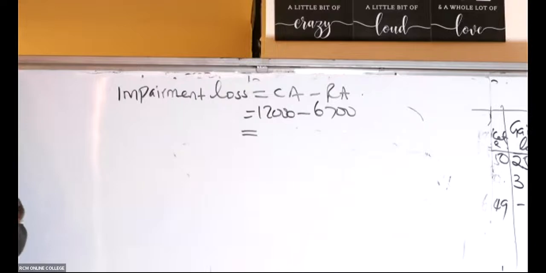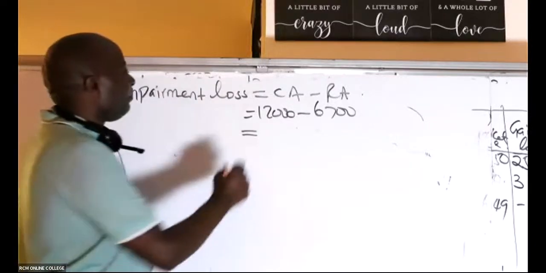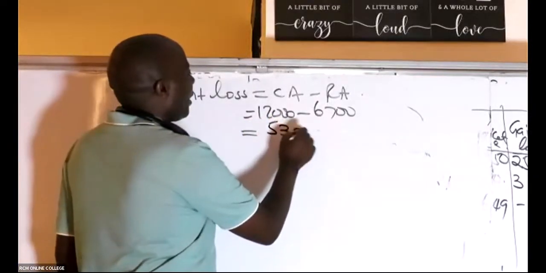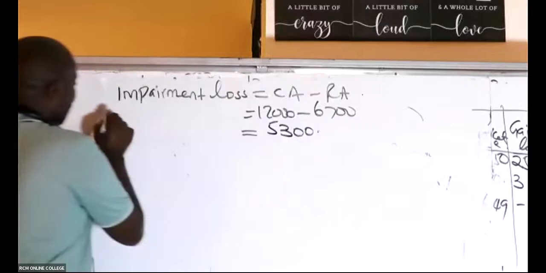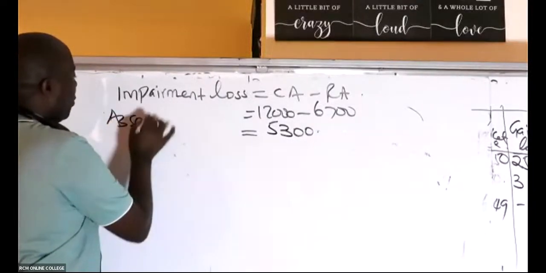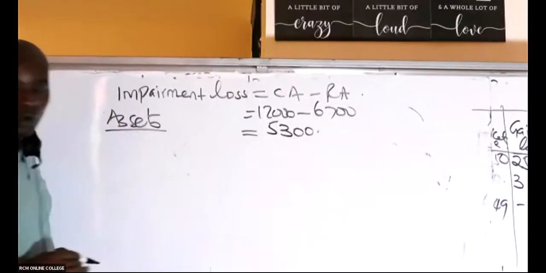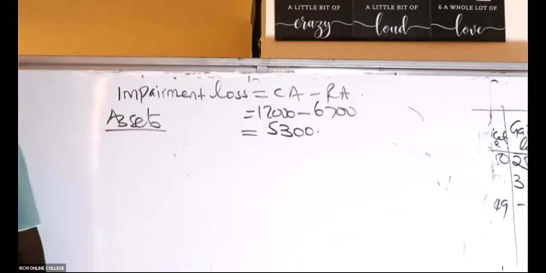Abracadabra, total of account 5,300. Now from there we come and do a list of our assets. We do a list of what our assets are. So this is how our assets will look today.